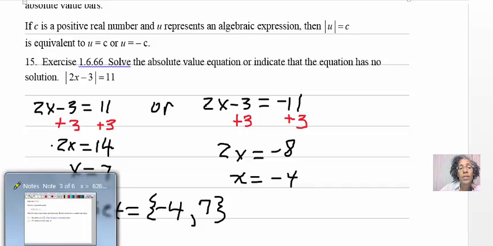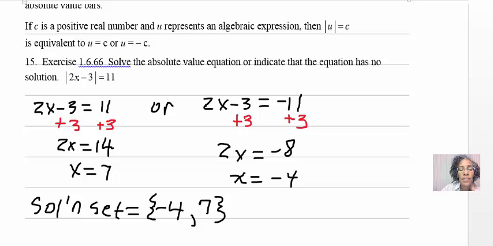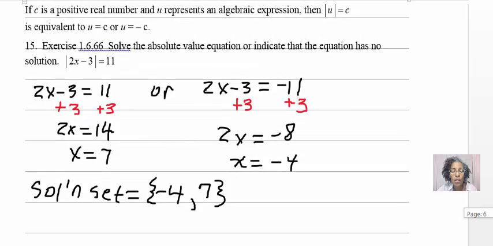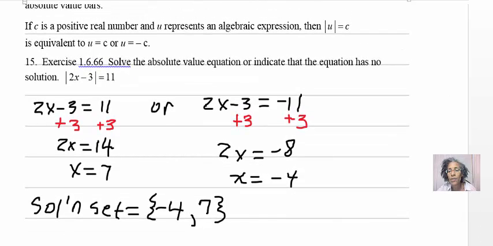If x is negative 4, if I were to substitute this into here, I would get the absolute value of negative 11. And of course, the absolute value says how far negative 11 is from 0. It's 11 units from 0. So the absolute value of negative 11 is 11. When I replace x with 7, I get the absolute value of positive 11, which is also 11. So there are two numbers that are 11 units from 0, 11 and negative 11. Okay, so that's how I solve an absolute value equation.